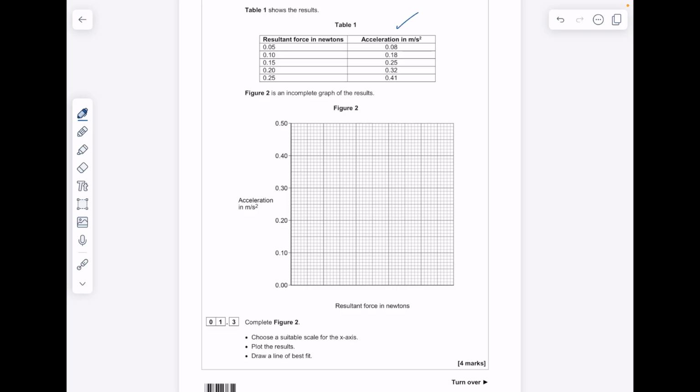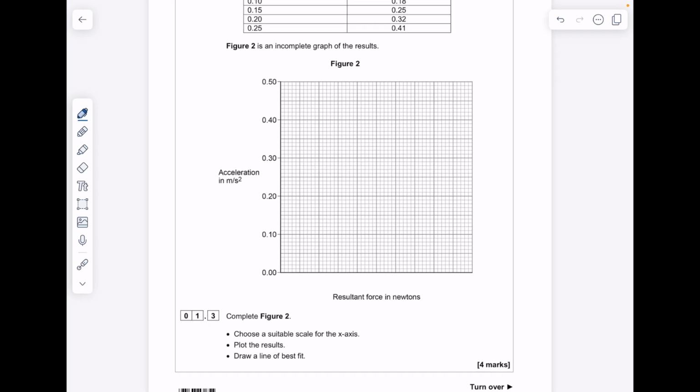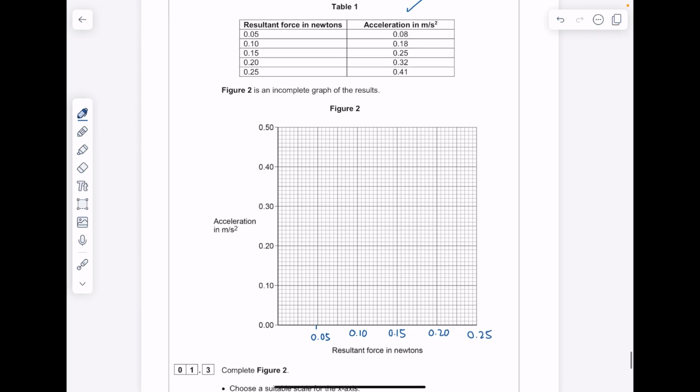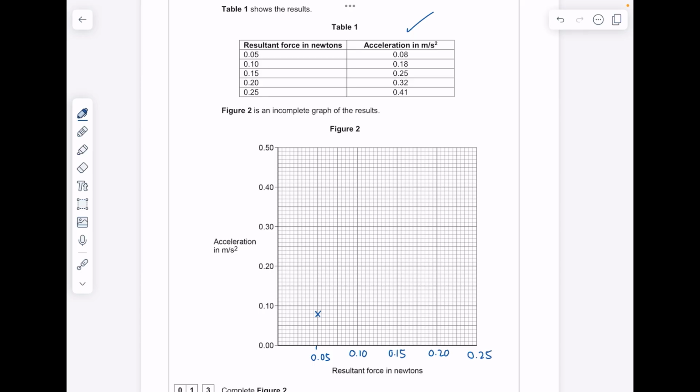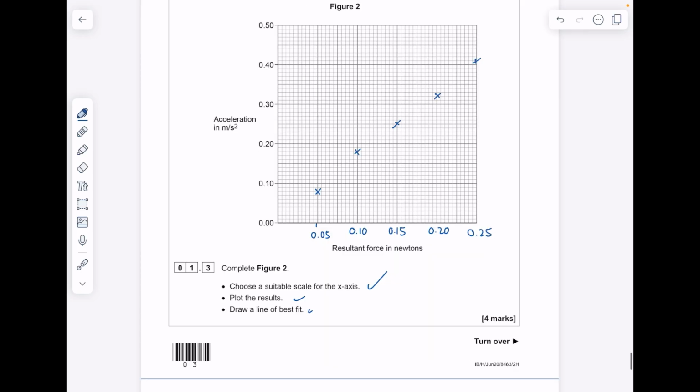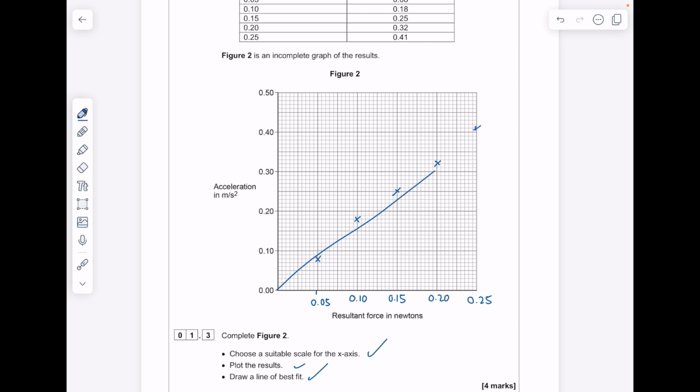Let's go through the resultant force. We need to go from 0.05 up to 0.25. So I've used up a really large portion of my scale. Plot the results, so I'm going to do that now. Draw a line of best fit.